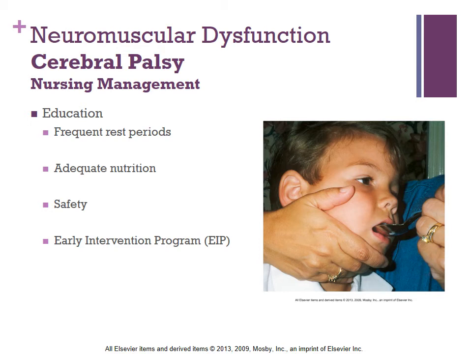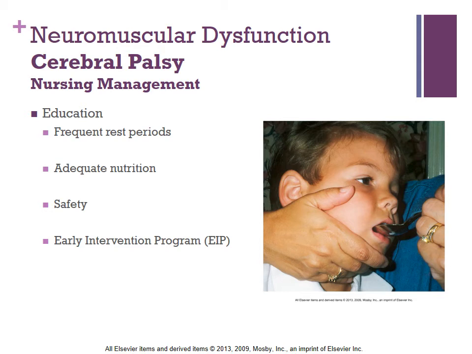As far as nursing management, you want to educate parents on frequent rest periods when they perform their ADLs. They spend a lot of energy doing their ADLs, so it's important that they do take rest periods while they're doing them. Adequate nutrition. They may end up getting a G-tube, so they may need G-tube feeds or supplemental nutrition in some way. They may have a problem with oral feeding due to the compromised jaw control, especially if they have that dyskinetic CP.